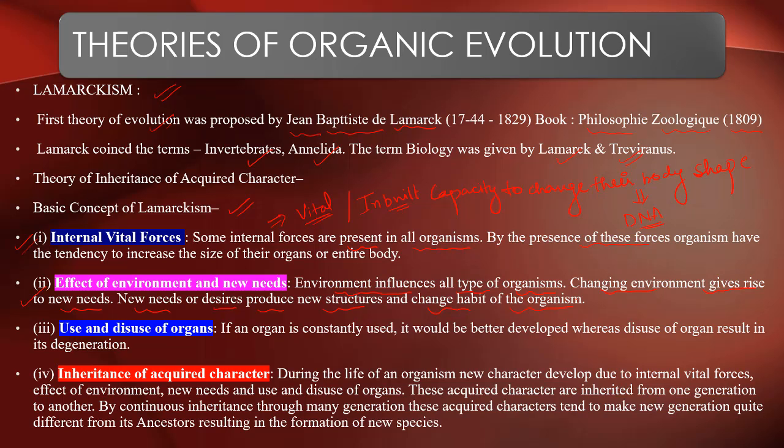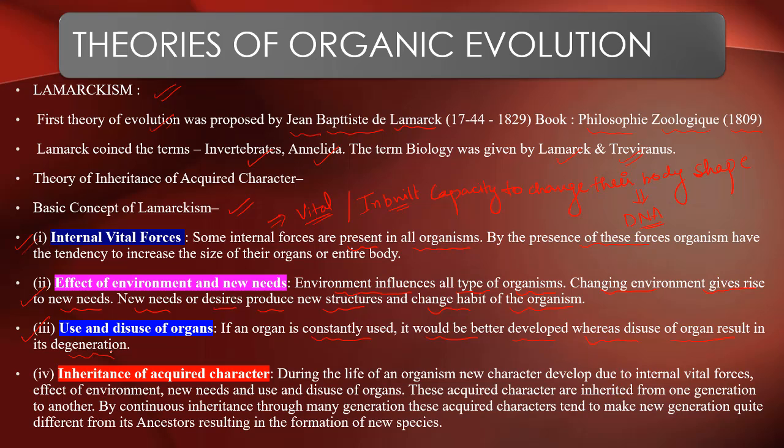Because of the evolution of a new need, what will happen? The desires of the person will change, their requirements and priorities will change, and they will change their habit. Use and disuse of organs. If an organ is constantly being used, it would be better developed. For example, I am a right-hander. My right hand muscles should be more developed in comparison to the left hand muscles. Whereas with disuse of an organ, if that organ is not used, it becomes degenerated.